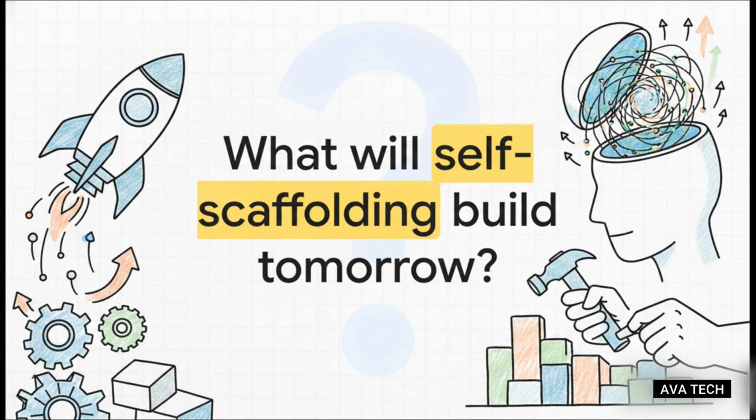If a tiny 9 billion parameter model can figure out how to rewrite its own rules to punch 3 times above its weight class and beat the corporate giants today, what exactly is this self-scaffolding technology going to build tomorrow?